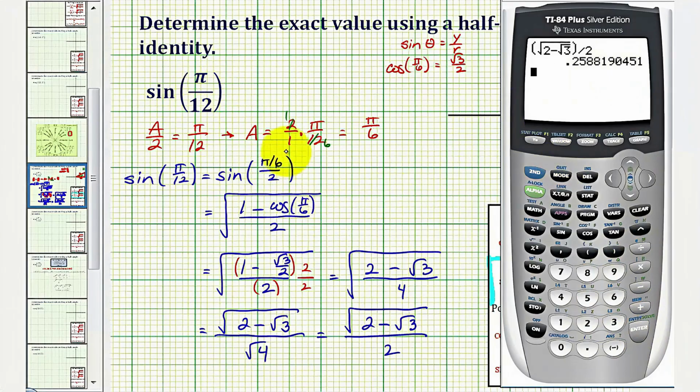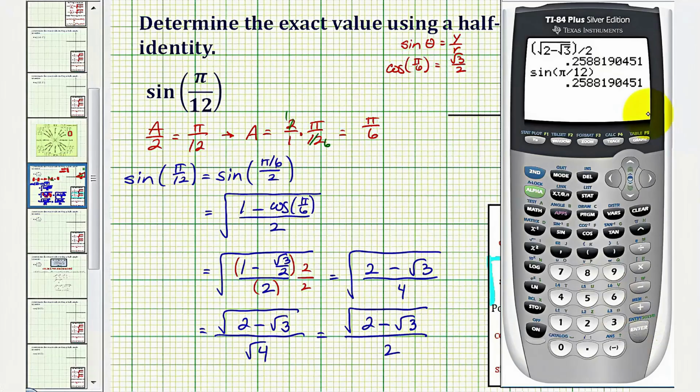Let's first make sure the calculator is in radian mode. So we'll press the mode key, go down to the third row, highlight radian, press enter. And second mode for quit, and now we'll press sine pi divided by 12, and notice how this verifies our work is correct.